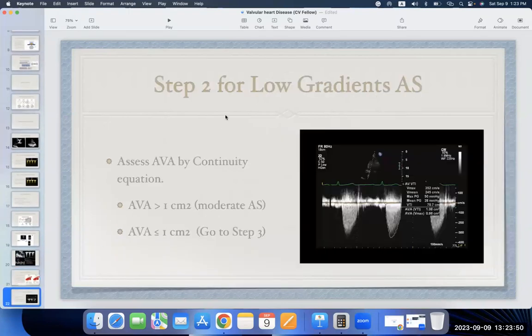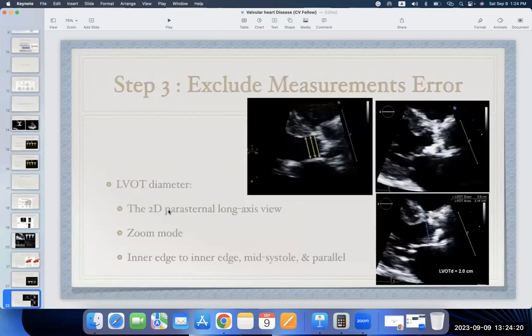So let's say that the patient has a low gradient, like we saw at the beginning: the patient has calcification in the aortic valve, you checked the aortic gradient, and you find that the patient has a low gradient. The second step, after you find the low gradient, is to calculate the aortic valve area. If the aortic valve area is more than 1 centimeter squared, then you can say that this patient has moderate aortic stenosis, and you can stop here. But if the patient has a low aortic valve area, then you have to go to step 3, which is to try to exclude any measurement error.